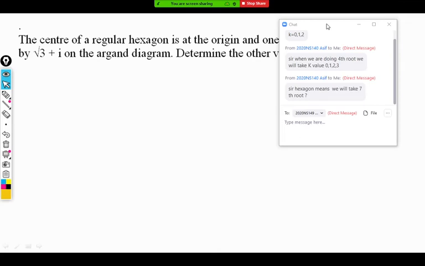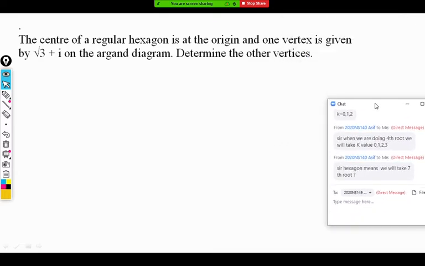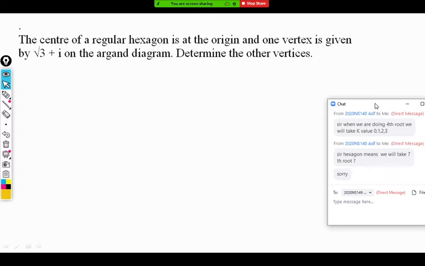Asif is saying it is a hexagon, so we will take 7th roots. Hexagon means 7, is it? Six. So how is Asif saying we should take 7 roots? Okay, so it should be 6 roots. Sorry, sir. Yeah, obviously.